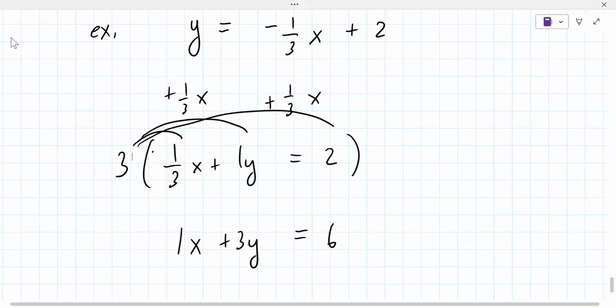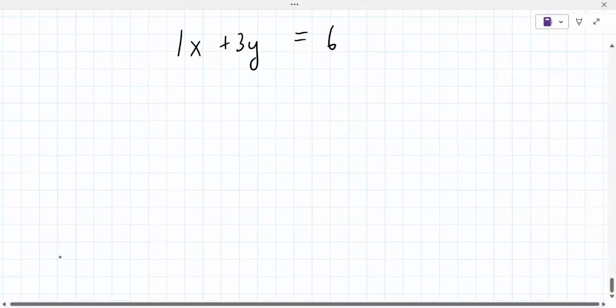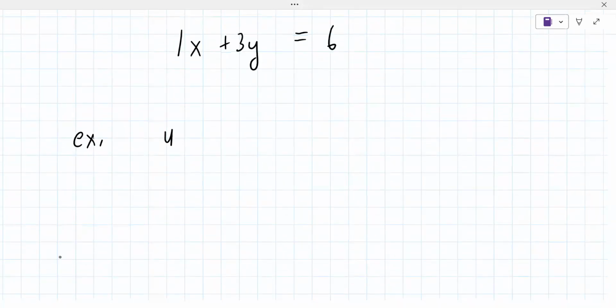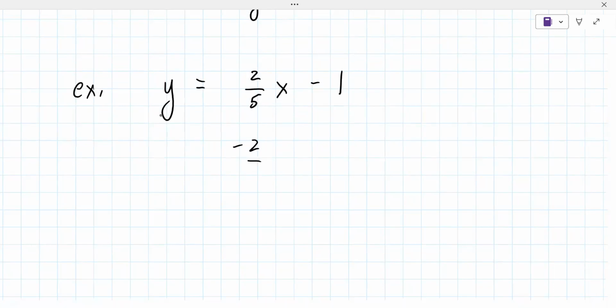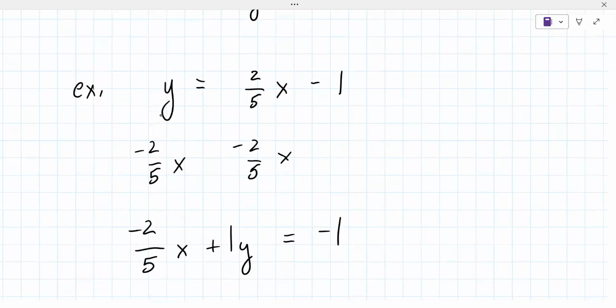Great. So now the next thing here is, what if it's like, I don't know, 2/5 x minus 1. What do you do here? Well, it's the same thing. You move the x and the y, you move the x to the same side as the y. So you subtract 2/5 x. So you have minus 2/5 x plus 1y equals -1.